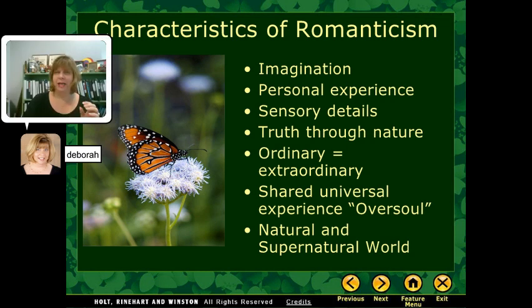So a piece of literature from this time period, again, is going to have this focus on the imagination. It's going to have an emphasis on personal experience, not what general people experience, but what things mean to one individual. A really big hit on sensory details, what things looked like and sounded like and felt like. That you could only experience the truth through nature, that you had to get outside and live through things in order to really understand truth. And that you could find the extraordinary even in the very ordinary, that every single living little thing actually had this extraordinary and deep connection. That got into this idea of the oversoul, the sort of shared universal experience, and this contrast between the natural world and the supernatural world that we'll look at on the next slide.